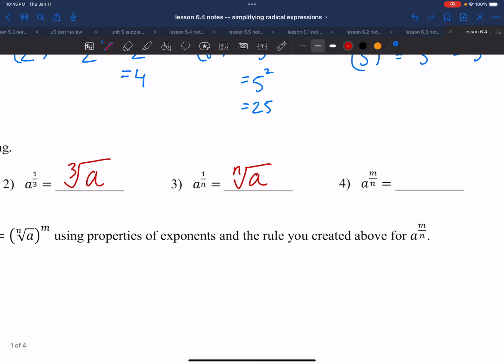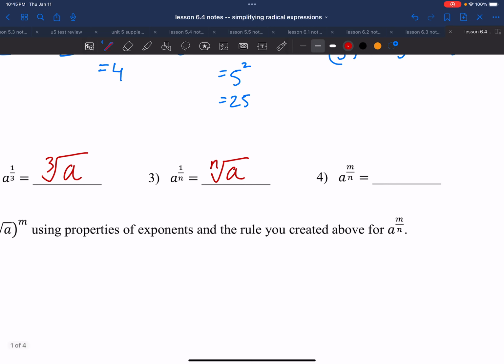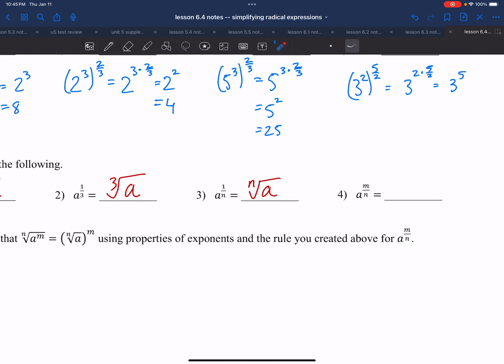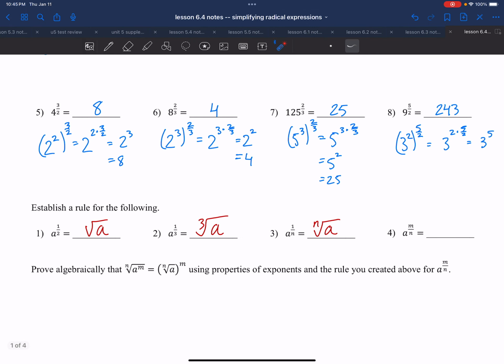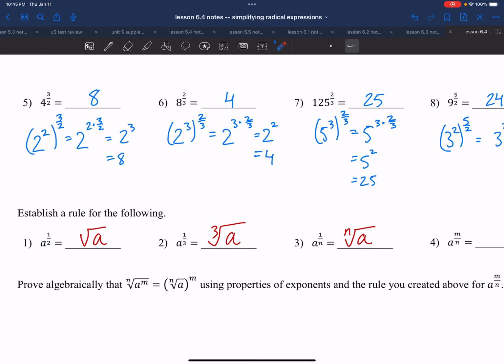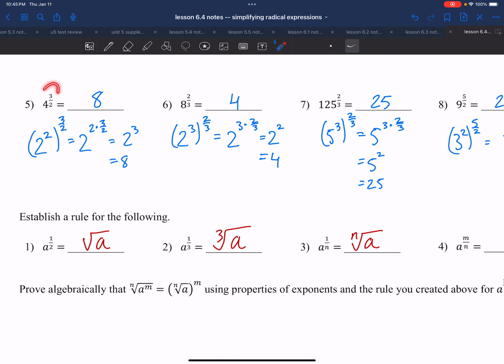Lastly, I've got this thing, a to the m over n. And I might need to look more carefully at these 4 examples on the bottom to figure that one out. But you can see, with 4 to the 3 halves, 4 becomes a 2, and then 2 is getting cubed. So it's like you're taking the square root of 4, and then you're cubing it, right? Because the square root of 4 gets me that 2, and then I'm cubing it.